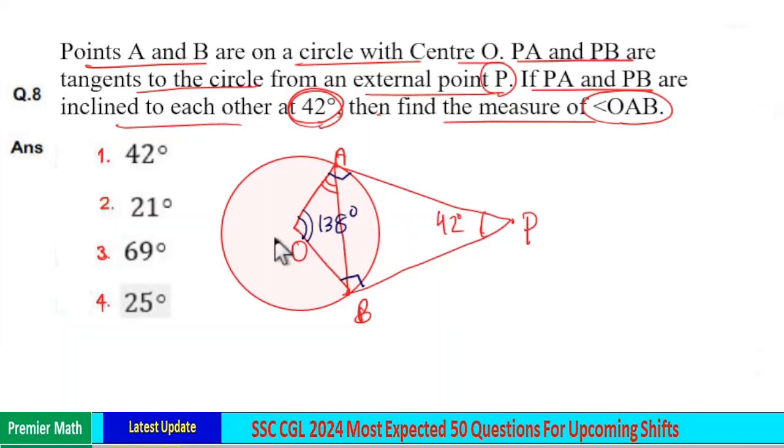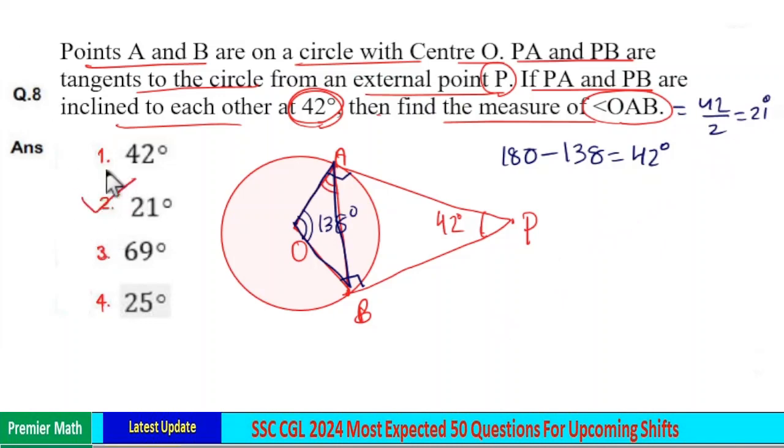If this is 138, then if you look at this triangle, these two are radius, which means these two angles are equal. So these two angles together are 180 minus 138, which is equal to 42 degree. Then angle OAB is equal to 42 by 2, that is 21 degree. Option 2 is your answer. Angle OAB is equal to 21 degree.